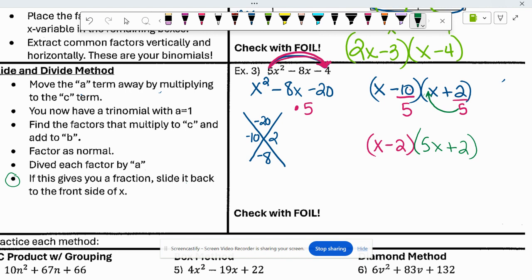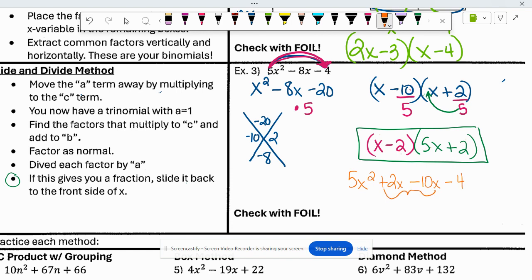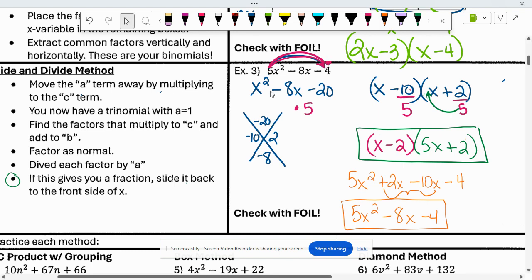Let's check this. This is our final answer. Let's check it with FOIL, see if it works. So x times 5x is 5x squared. X times 2 is a positive 2x. Negative 2 times 5 is negative 10x. And negative 2 times a positive 2 is negative 4. When I combine my terms in the middle, I get 5x squared minus 8x minus 4. I think that's the polynomial that I started with. What do you think?